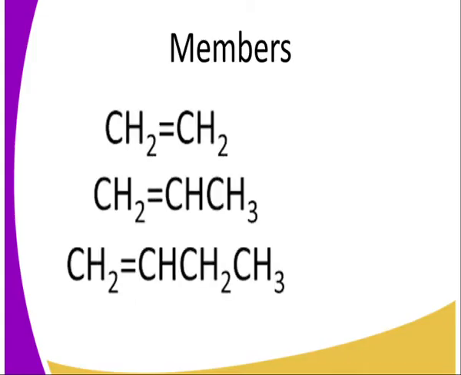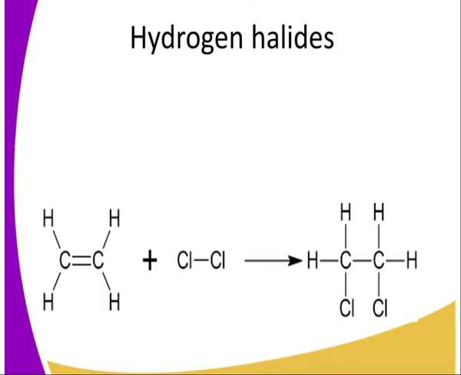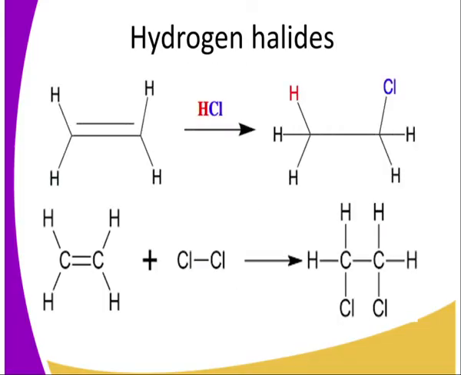So it's very important for us to remind ourselves of the members. These are the structural formulas of the first three members: ethene, propene, and butene. So reaction number 1, we are going to look at addition reactions. Hydrogen reaction with hydrogen halides. That is a reaction between a member of alkene plus a hydrogen halide, for example hydrogen chloride.